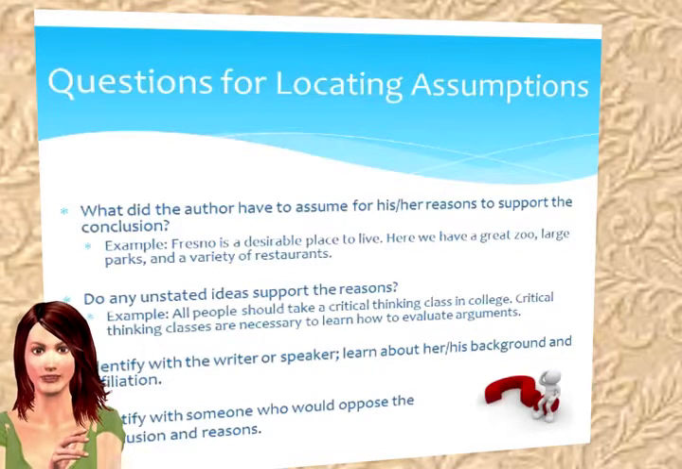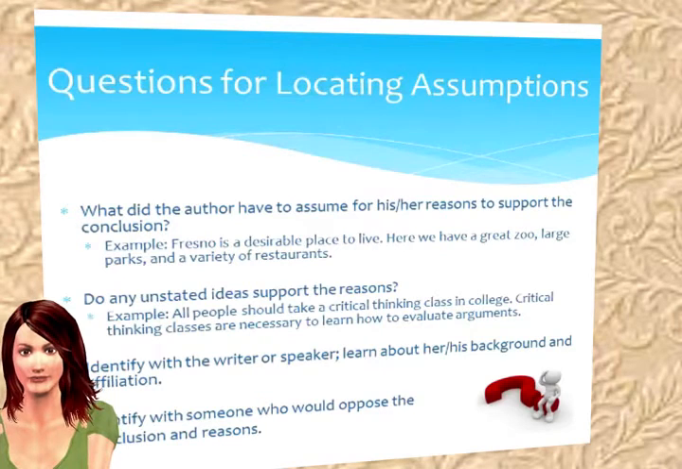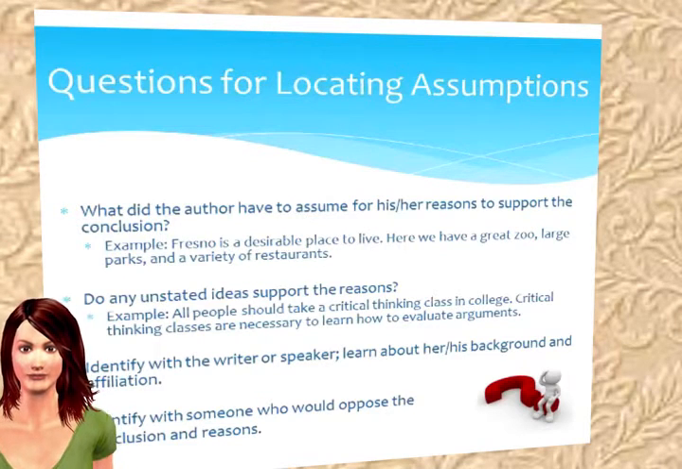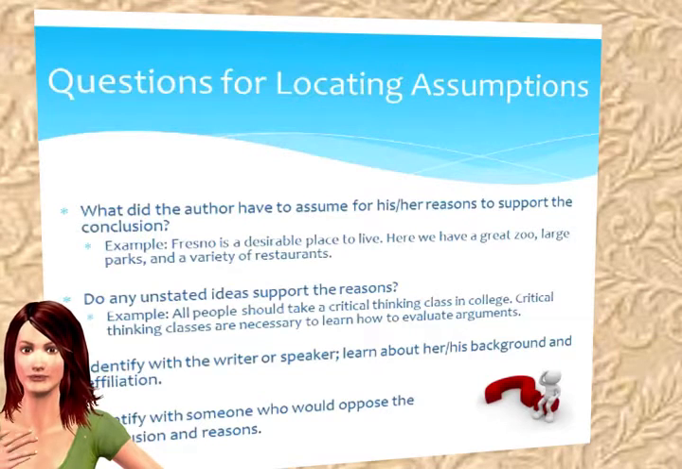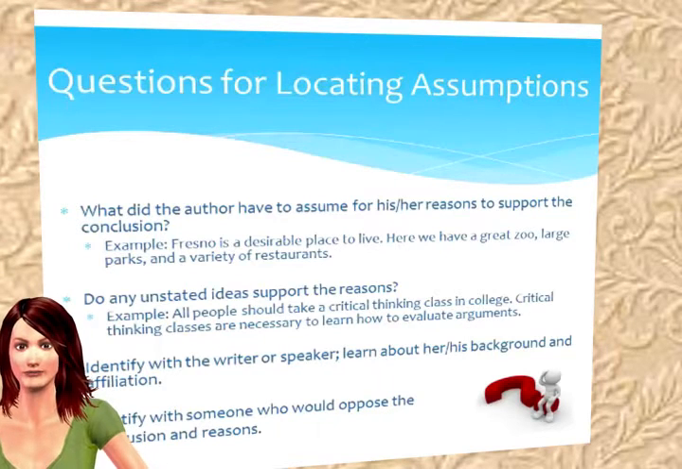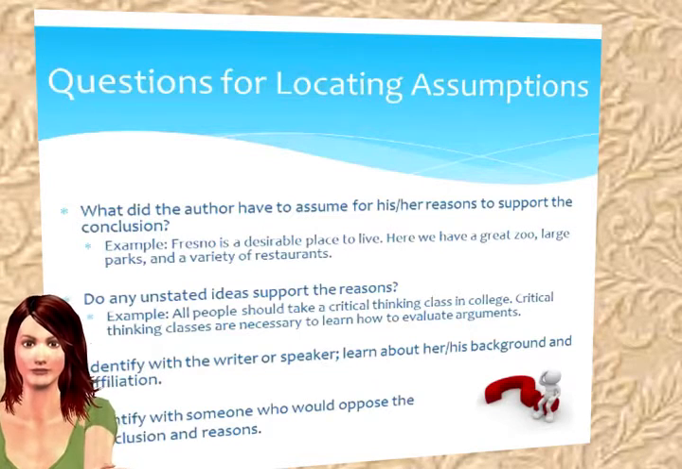Another question you can ask yourself is, do any unstated ideas support the author's reasons? So here's another example. All people should take a critical thinking class in college. Critical thinking classes are necessary to learn how to evaluate arguments. Are there any unstated ideas that are really necessary to make those reasons be true?